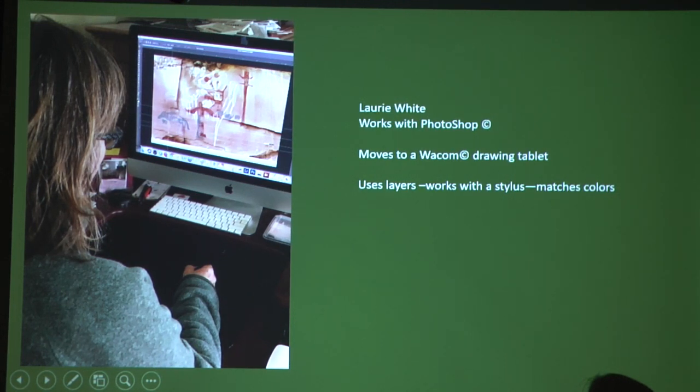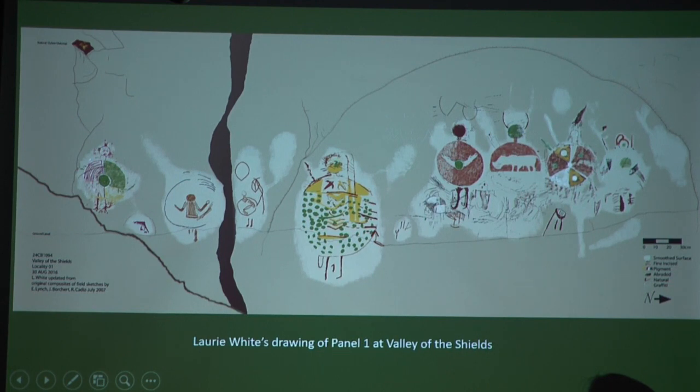This is Lori White, who's exceptionally good at this kind of stuff. She's been working with me for the last 15 years and is exceptionally good as an artist in what she does. And she works with Photoshop, and she moves to a drawing tablet. And she uses layers. The first thing she does is outline the rock surface, and then she puts in all the cracks in the rock, and then she puts in all the different colors, each color on top of each color, and so on and so forth, until she's got it exactly like she likes to look at, and she puts them all together, and this is what she produces.